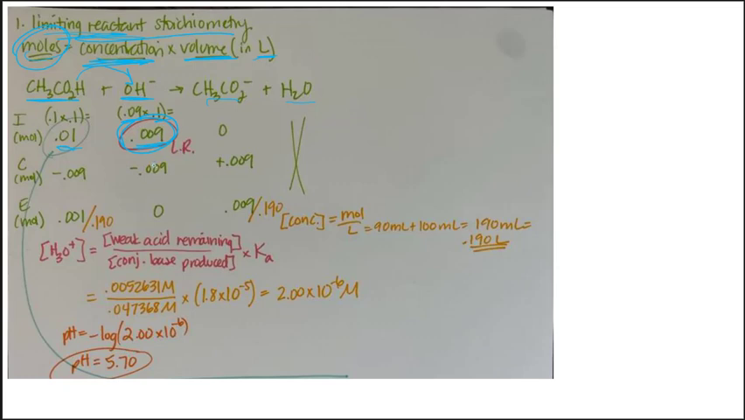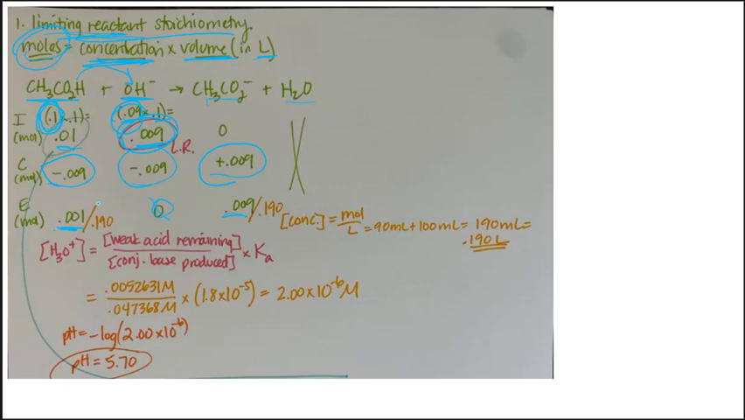So we're going to subtract X, or subtract the 0.009, from both reactants and add 0.009 to our products, leaving me with no hydroxide, leaving me with 0.001 acetic acid and 0.009 acetate. That's moles. To get concentration, we need to do moles divided by liters. And I have a total of 190 milliliters, right? 100 milliliters of acid, 90 milliliters of hydroxide.